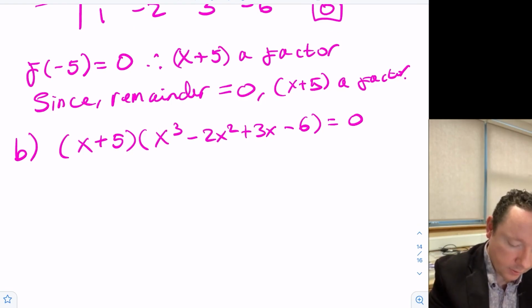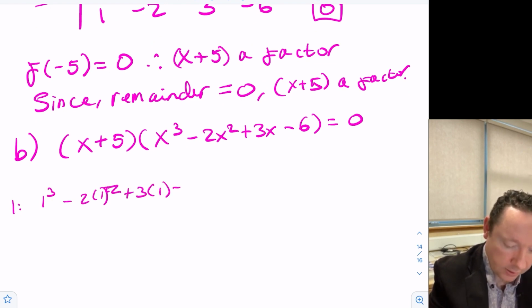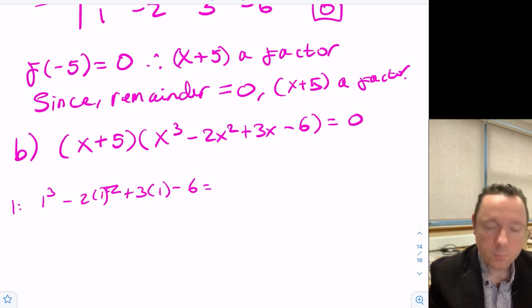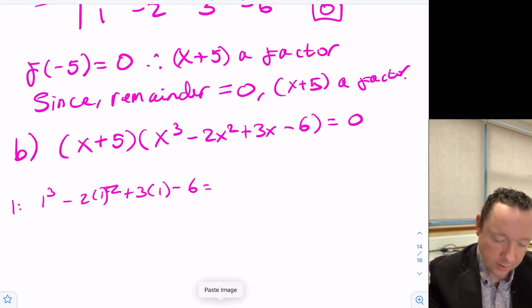So if I try 1, we're going to get 1 cubed minus 2 times 1 squared plus 3 times 1 minus 6. 1 cubed is 1. Minus 2 is minus 1. Minus 1 plus 3 is 2 minus 6 is minus 4. So it's not that one.